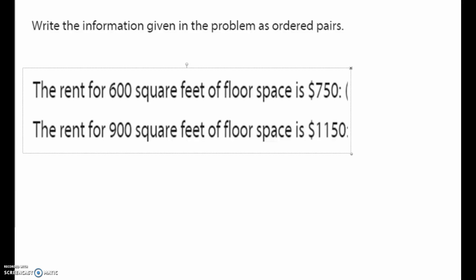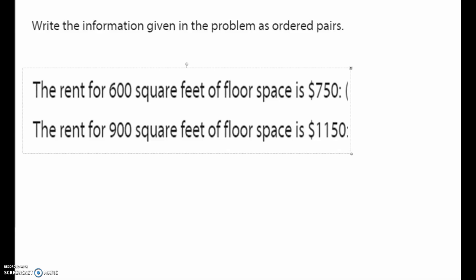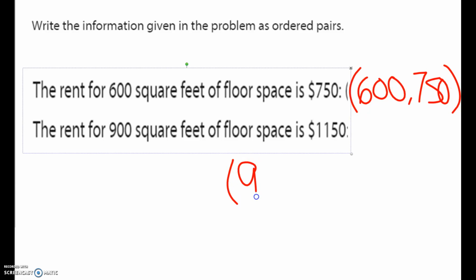So we're going to use that information, like I said, it was two things related to each other, to make ordered pairs. The rent for 600 square feet of floor space is $750. So we said that my x was square feet. So that's going to be in the x coordinate spot. And we said the output, the y, was the rent. And that's going to be 750 in the y coordinate spot. And this one's going to be 900 and 1,150. Two ordered pairs. Perfect.